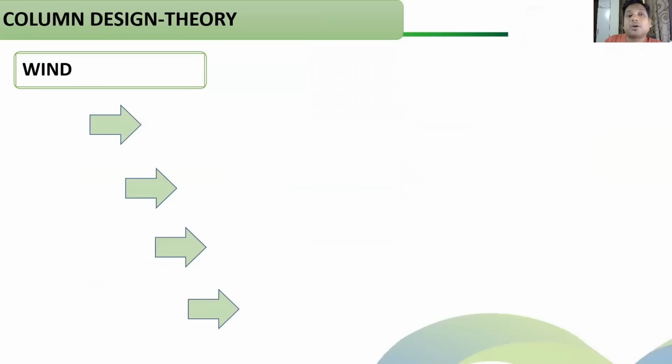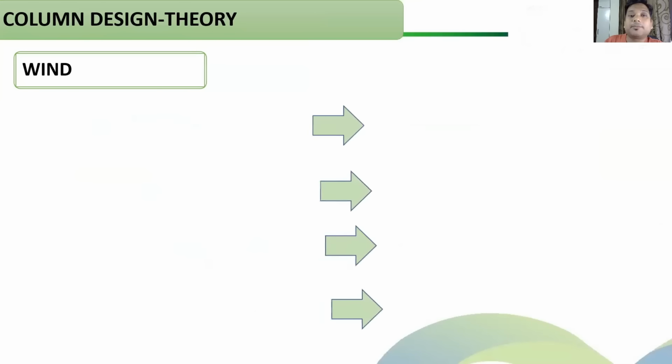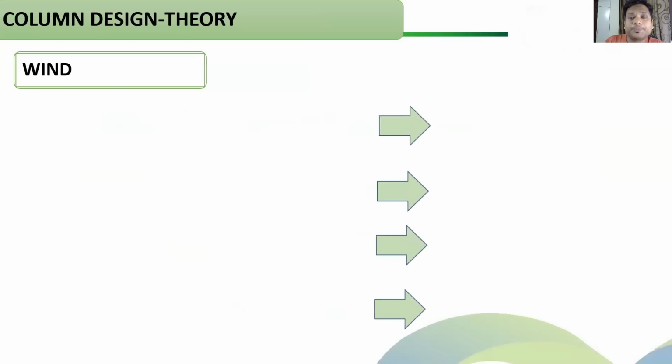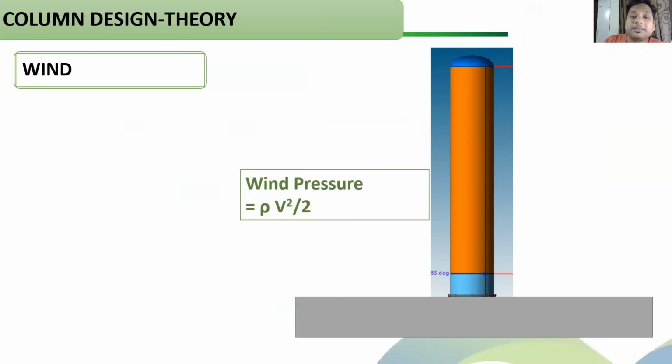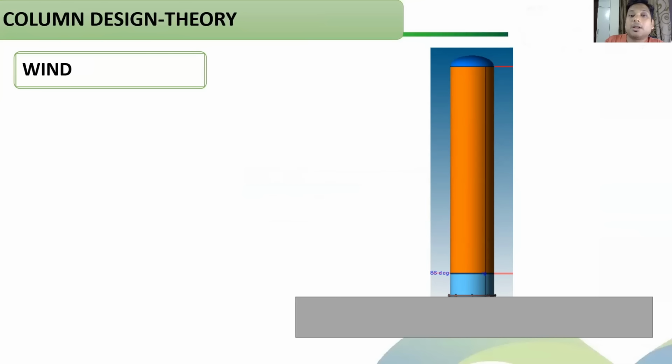Great. Now let us talk about wind. When wind flows, due to the velocity of wind, we can calculate the wind pressure. This is the formula for wind pressure. It's an academic formula. If you apply code, there are lots of additional factors which will be coming into the picture when you calculate the wind pressure. Now this wind pressure multiplied with the cross sectional area of this column will give us the force.